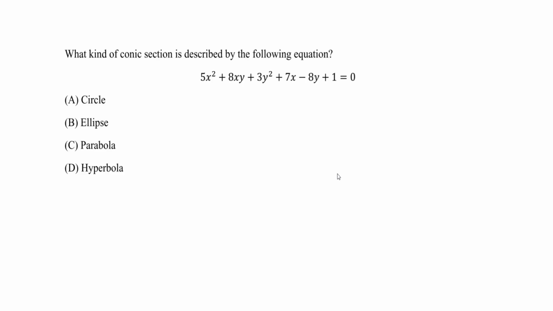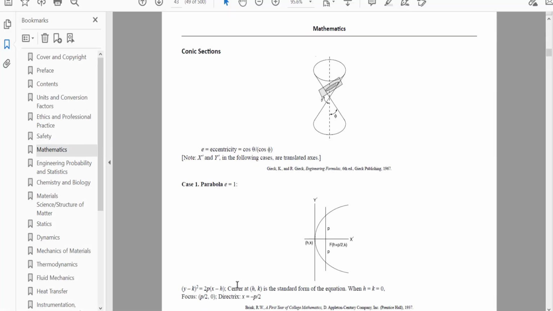Okay, welcome back. So today we're going to be looking at some analytic geometry questions, and we're going to be specifically solving this example by determining what kind of conic section is described by the following equation shown here. So we're given this equation in general form, and we want to determine is it a circle, an ellipse, a parabola, or a hyperbola. So these are our four options, and we can specifically refer to the new FE handbook.